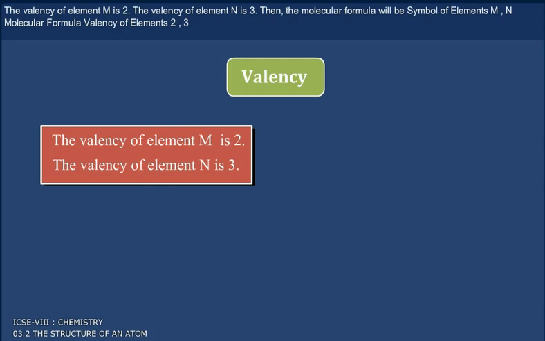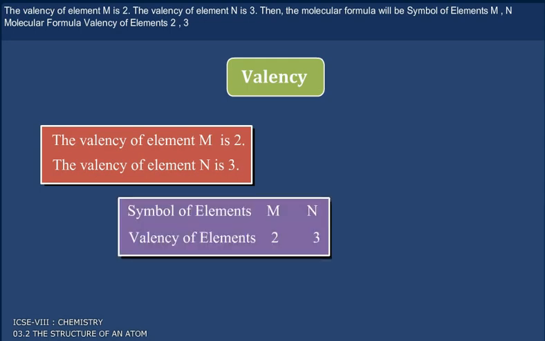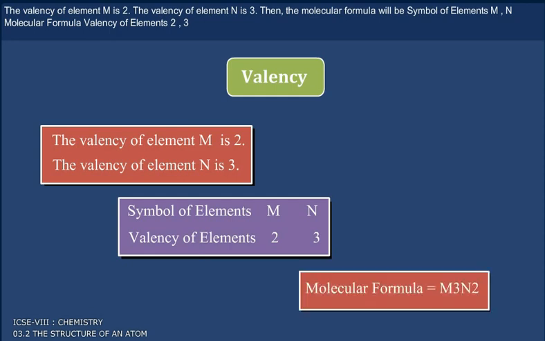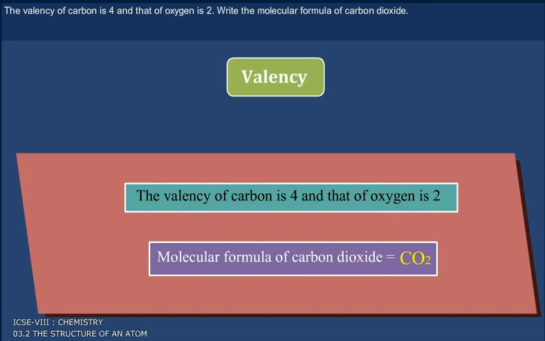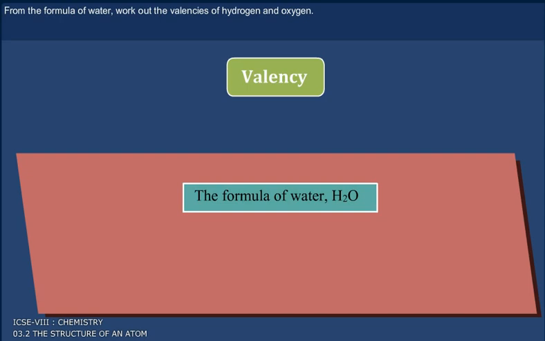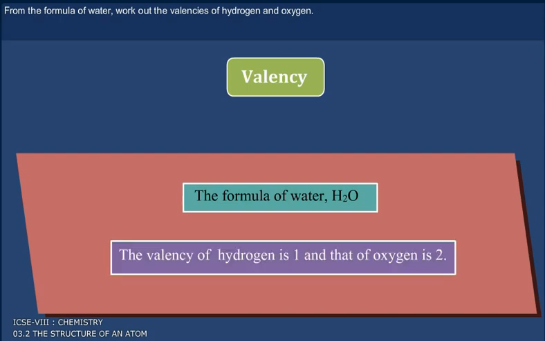The valency of element M is 2. The valency of element N is 3. Then, the molecular formula will be: symbol of elements M, N; valency of elements 2, 3; molecular formula M3N2. The valency of carbon is 4 and that of oxygen is 2. Write the molecular formula of carbon dioxide. The formula of water is H2O. Work out the valencies of hydrogen and oxygen.